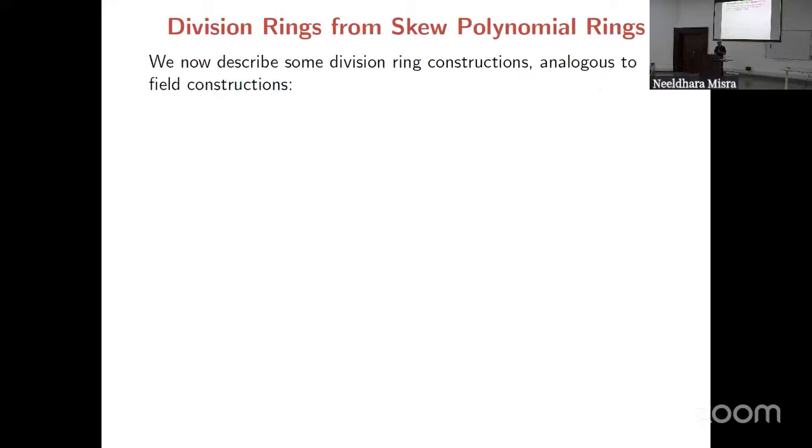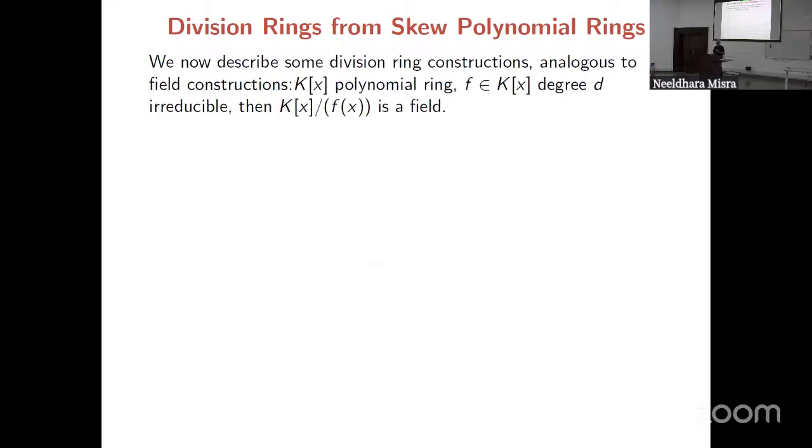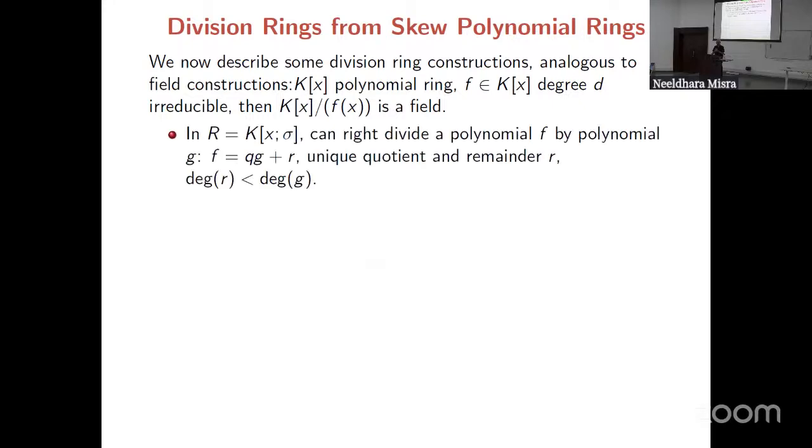Okay, so I want to talk of some division rings because I'm building towards this Amitsur-Levitsky theorem, which I need for PIT. Okay, so this is how you build a field extension in the commutative sense. You go modulo the ideal generated by an irreducible polynomial. That gives you a field.